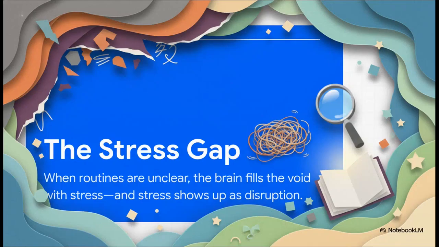So there's this really cool concept called the stress gap. Picture this. When a student's brain hits a moment of uncertainty, it doesn't know what's next. It doesn't just pause and wait quietly. Nope. The brain hates a vacuum. So it fills that empty space with stress. And how does that stress show up in a classroom? Well, it looks like talking, wandering around, pushing back, or even just shutting down completely. It's a totally natural response to feeling lost.